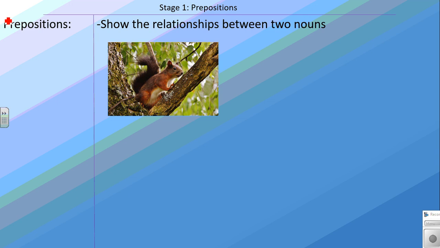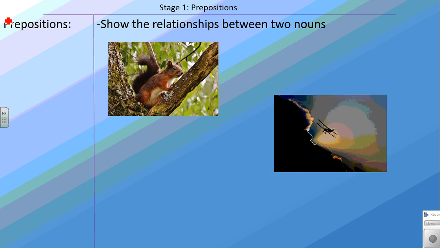It can go up the tree, down the tree, around the tree. It can be in the tree, near the tree, by the tree. I had a language arts teacher who taught me it was anything a plane could do to a cloud. It can go through the cloud, around the cloud, under the cloud, over the cloud.